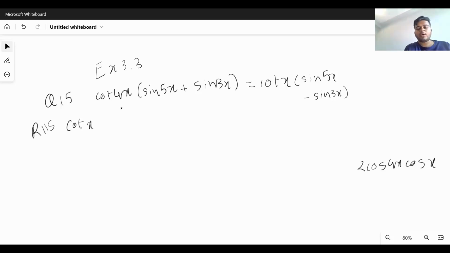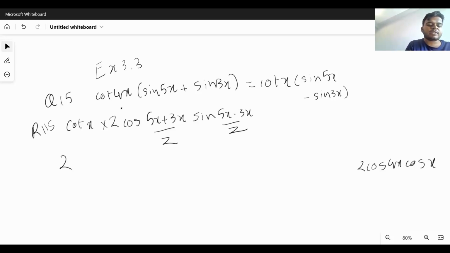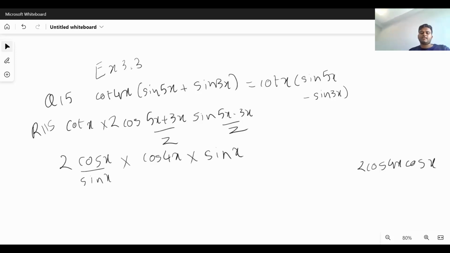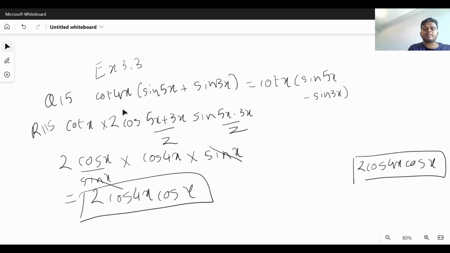Cot x. Now we know the formula for sine x minus sine y. That is nothing but 2 times cos of (x plus y) by 2 into sine of (x minus y) by 2, correct? So I'm just going to write that as 2 cos of (5x plus 3x) by 2 sine of (5x minus 3x) by 2, correct? I'm just taking 2 outside, and I might as well write cot as being equal to this. This is nothing but cos 4x, and this is just sine x, correct? So sine x and sine x get cancelled, and what you are left with is 2 cos 4x cos x. And this is the same term that we got in the LHS as well. Because these two terms are equal, our question is proved, correct?